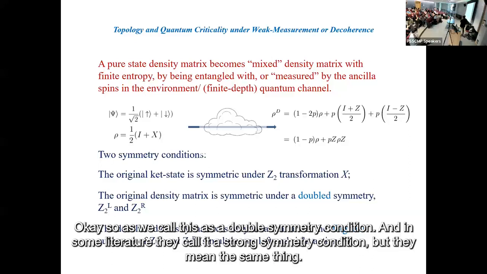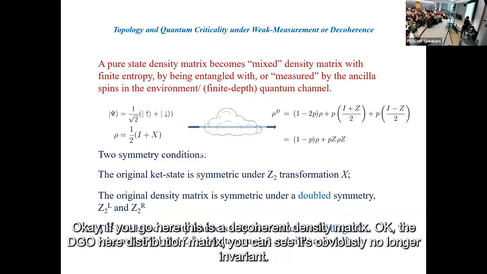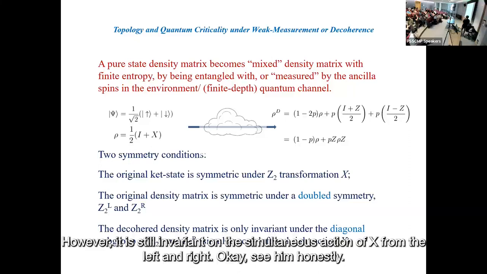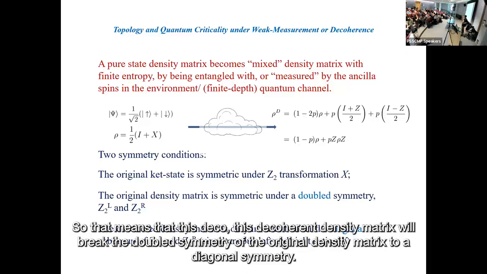So we call this a doubled symmetry condition, and in some literature they call it a strong symmetry condition, but they mean the same thing. But then let's look at this decoherent density matrix. You can see it's obviously no longer invariant under separate left action and right action, because if I do the x action, this z will change sign, since x and z anticommute. However, it is still invariant under the simultaneous action of x from the left and right. So this decoherent density matrix breaks the doubled symmetry of the original density matrix to a diagonal symmetry.